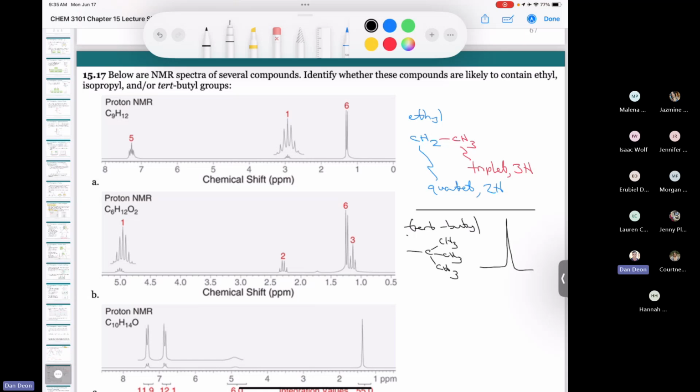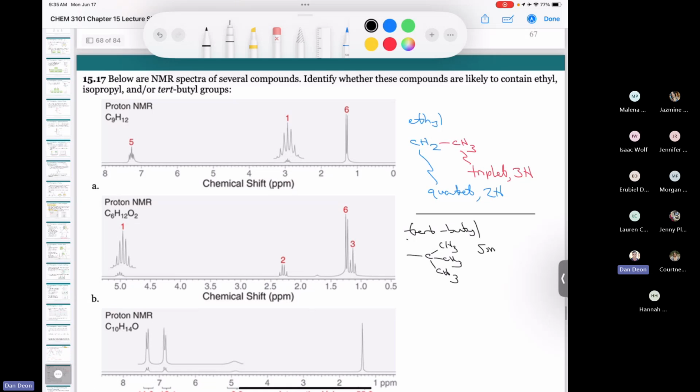So if we see a singlet that integrates for 9 protons, that's going to be a tert-butyl. And the last one is the isopropyl. So if I have something that looks like this, okay, that's an isopropyl group. For the 6 protons, I see a doublet because they're only split by 1 proton. So I see a doublet that integrates for 6 protons. And then for the methine, I see a septet that integrates for 1 proton.